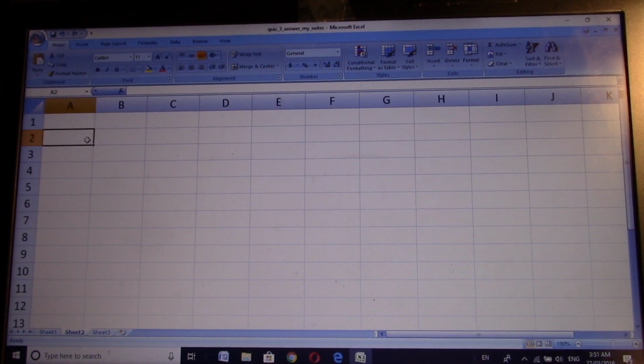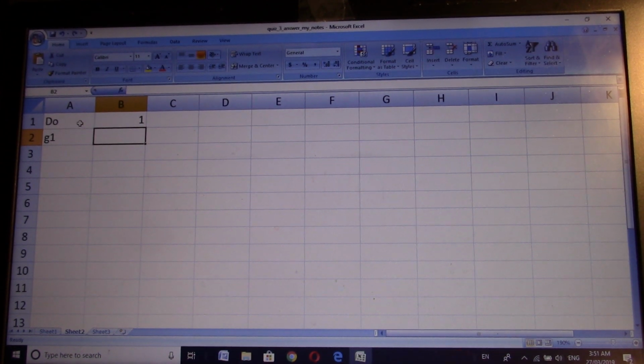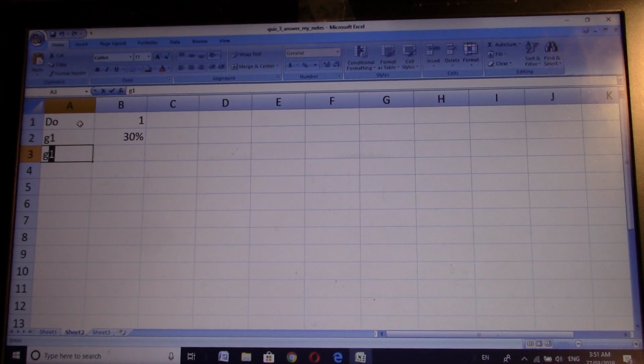So let's see. The information given is D0 is 1. So this is the current dividend. We also know G, let's put it as G1. The growth rate of year 1 is 30%. The growth rate of the second year is 20%.